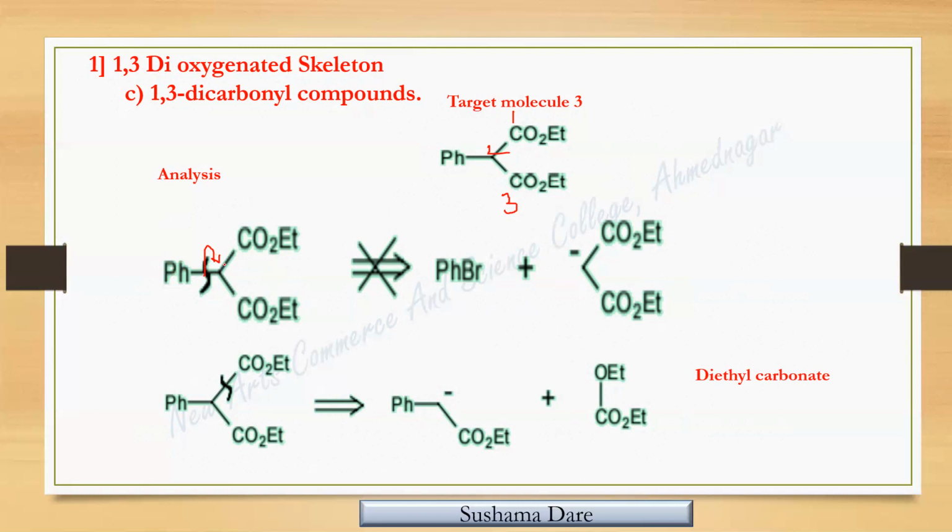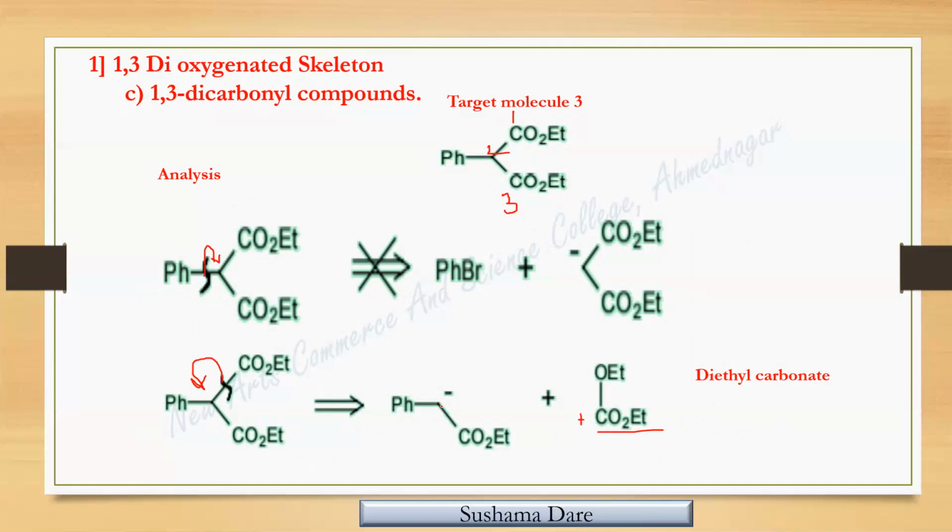Now, what is another disconnection then? This is a 1,3 dicarbonyl compound. So either you disconnect here or here, one and the same. Any one of those you disconnect in the direction of what? In the direction of the alpha carbon. So it gives PhCH minus COOEt, that is this synthon, and another synthon generated is COOEt with a plus charge. For the plus charge, the best synthetic equivalent is to place a leaving group, which is ethoxy.